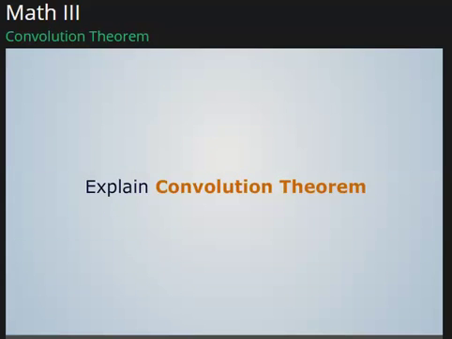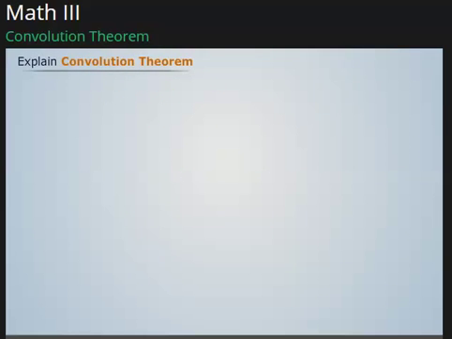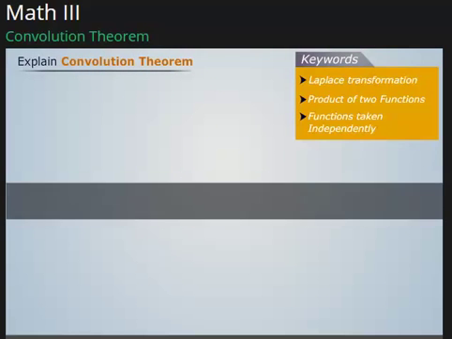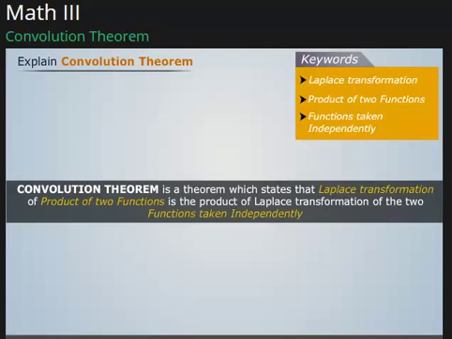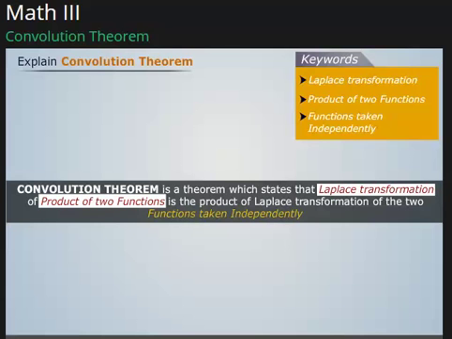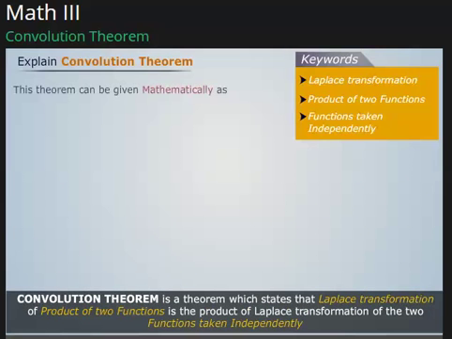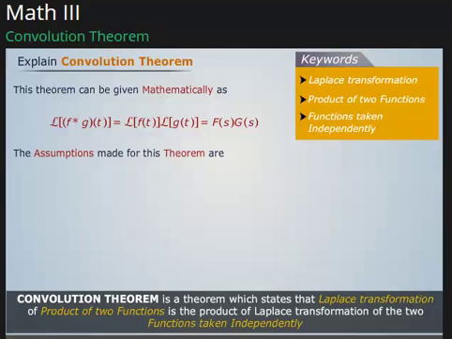Explain convolution theorem. Convolution theorem is a theorem which states that Laplace transformation of product of two functions is the product of Laplace transformation of the two functions taken independently. This theorem can be given mathematically as, the assumptions made for this theorem are.